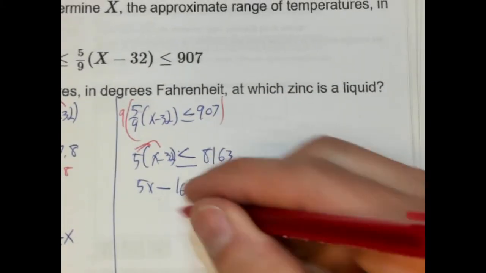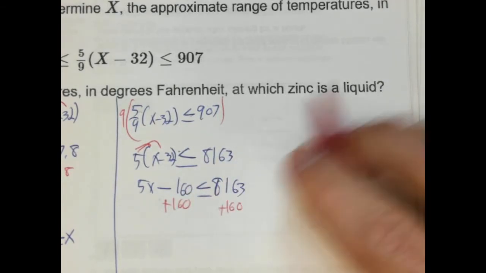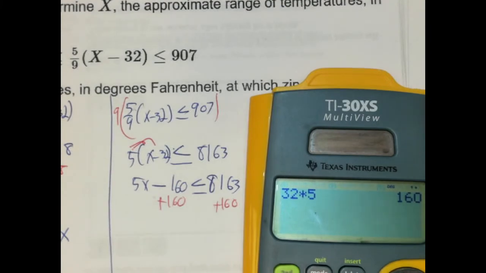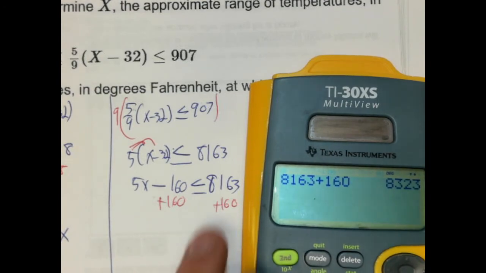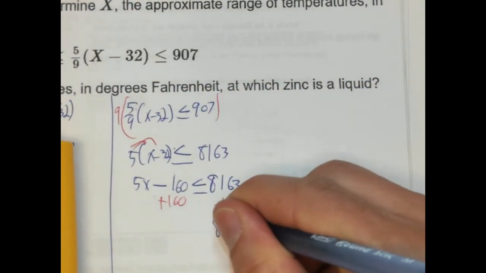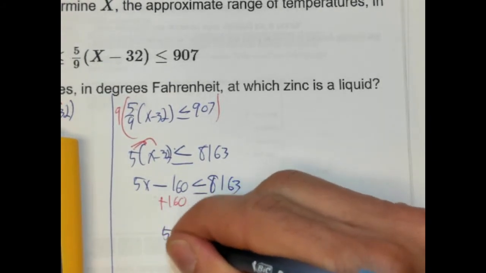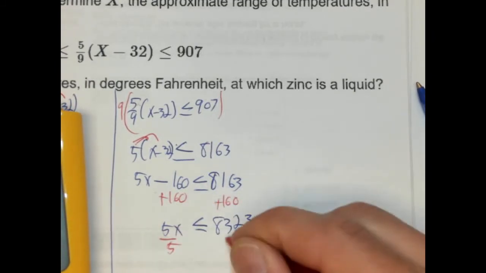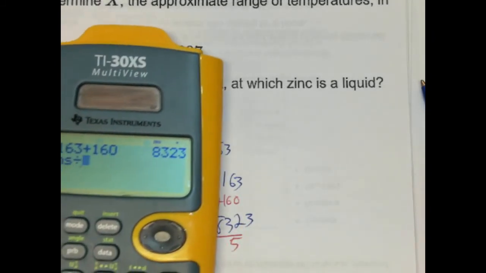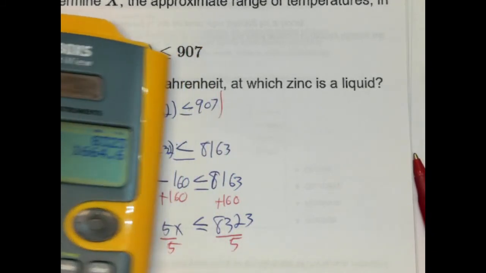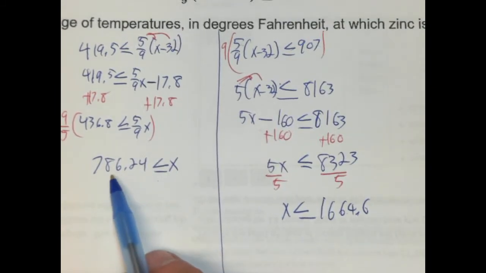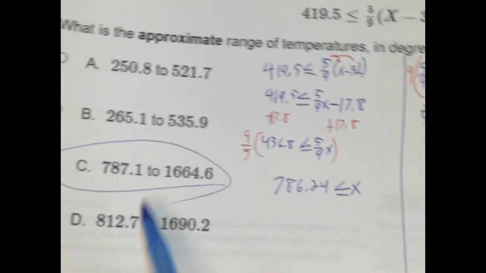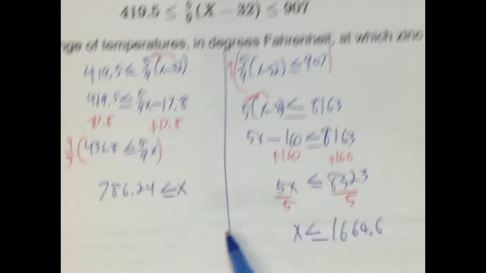I'm going to add 160 to both sides. So 8,163 plus 160, 8,223. Divide that by 5. So we get 1664.6. Okay, so you can see here, it's going to be between these two values. It's greater than or equal to this, and it's less than or equal to that, which is right here. But you only needed to find the first value, and that would have eliminated the other options.